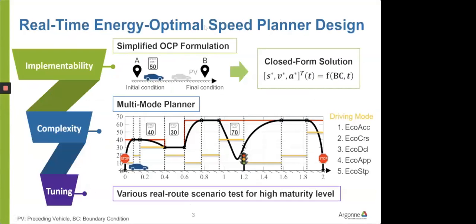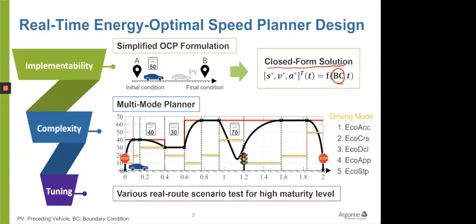So we prioritize the implementability, which means that we simplify the energy optimal control problem and derive the closed-form solutions as a function of the boundary conditions. Then we add the complexity in order to handle the unconsidered factors, for example, the change of the speed limit showing the red line in the middle figure. The proposed speed planner selects one of the modes showing the orange line in the middle figure and adjusts the boundary conditions, and then uses the closed-form solutions to compute the energy optimal trajectory for the given mode.